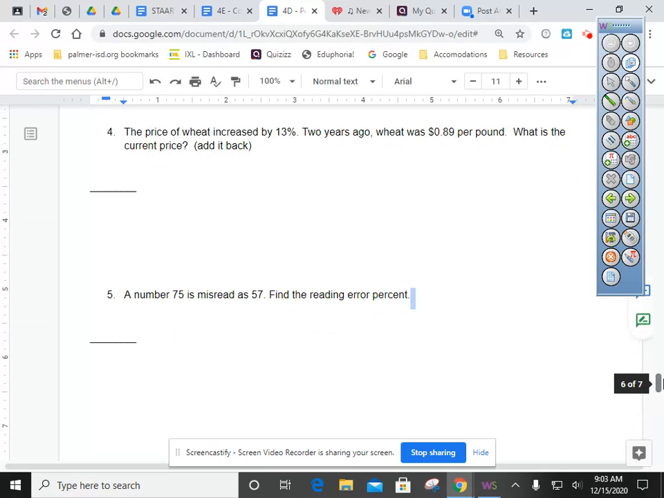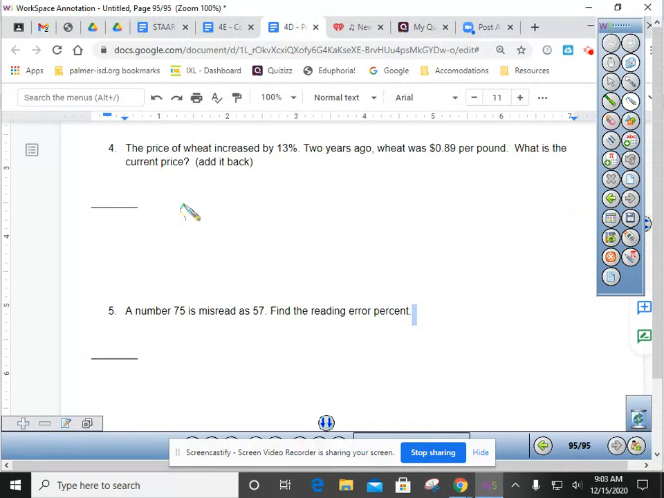The price of wheat increased by 13% 2 years ago. Wheat was 89 cents per pound. What is the current price? We're going to add it back. Did you write a proportion? Yes. And put 13 over it? Yes. And this was 0.89? Yes. So when we solve for x, we're going to add it back, right?